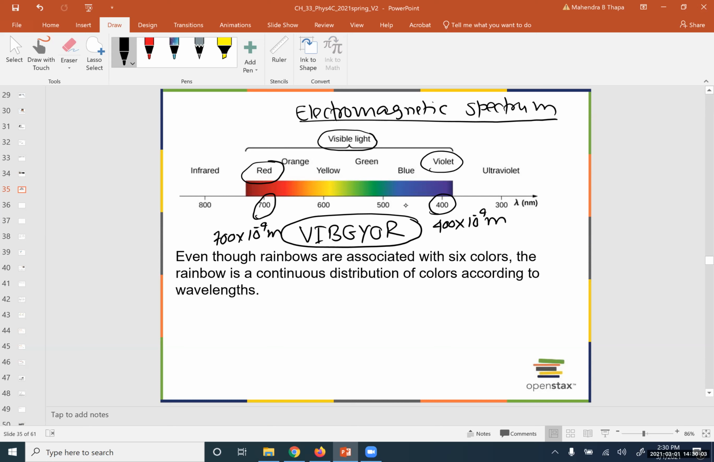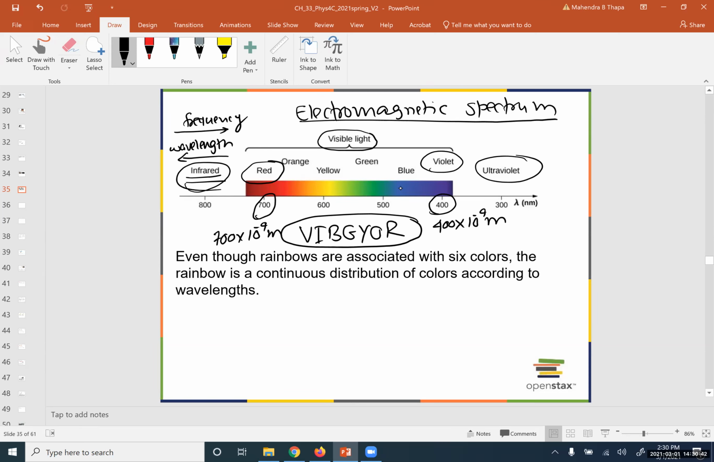The region beyond this extreme end has a different name. For example, in this region we have infrared. In that region, what will happen? You know that the wavelength will increase, but the frequency will decrease. In those two regions, the ultraviolet region and the infrared region, we cannot see it.